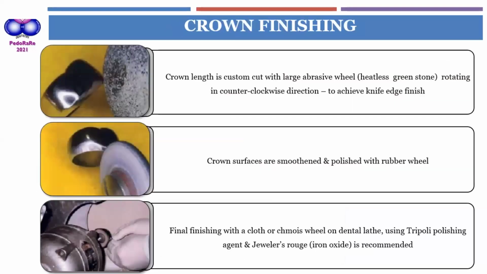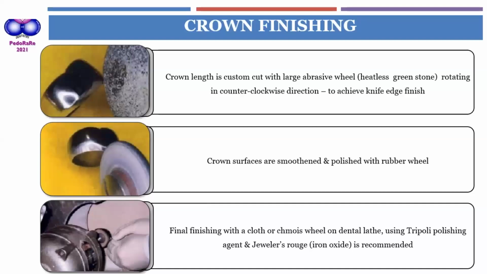So coming on to the finishing of the crowns. Once we know that there is going to be some kind of trimming of the crown, when you're trimming it you use a stone, so definitely there's going to be some scratches and sharp edges. So usually crown length is custom cut with a large abrasive wheel. Heatless, we use something like a green stone, which is rotating in a counterclockwise direction to achieve a knife edge finish.